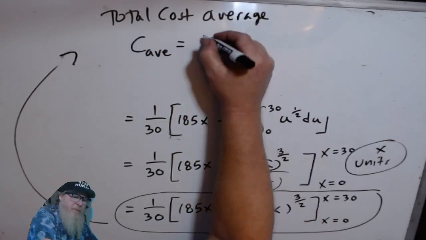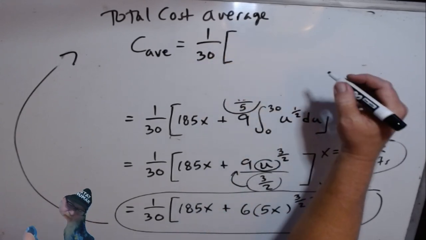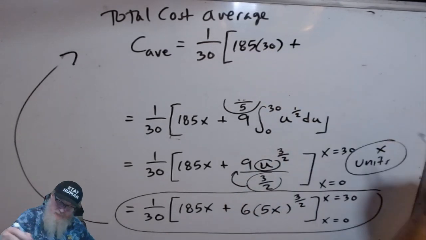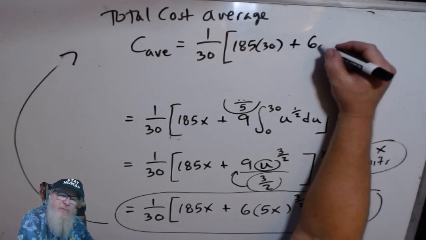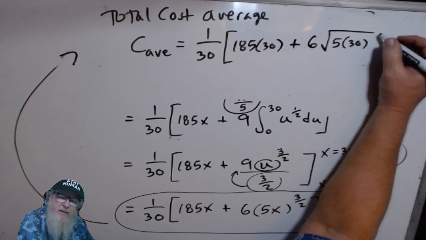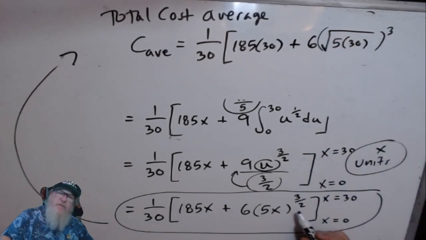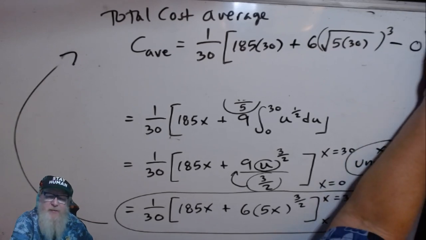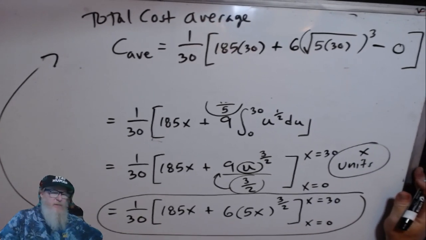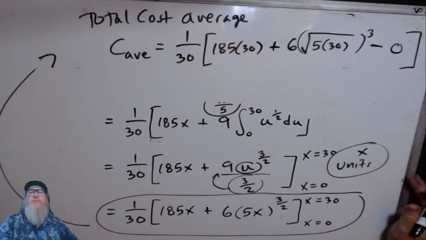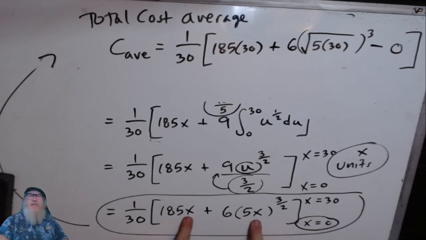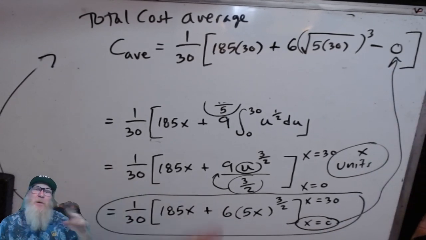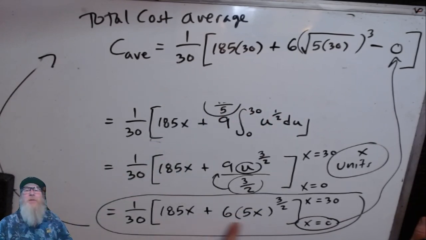CAV. So it's 1/30th times 185 times 30 plus 6 times the square root of 5 times 30 cubed. Yeah, square root cubed. And then minus 0. That's nice. When you plug in 0 into this, both of these terms turn into 0. So it's not like with the E. With the E, when you plug in 0, you get 1. But with this function, when you plug in 0, you're just going to get 0.